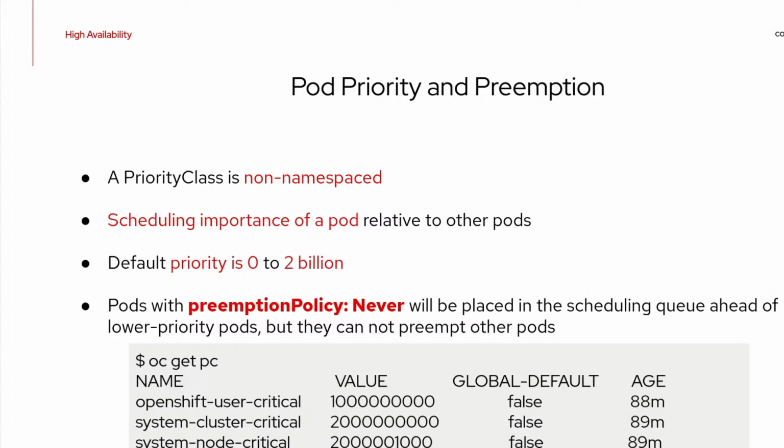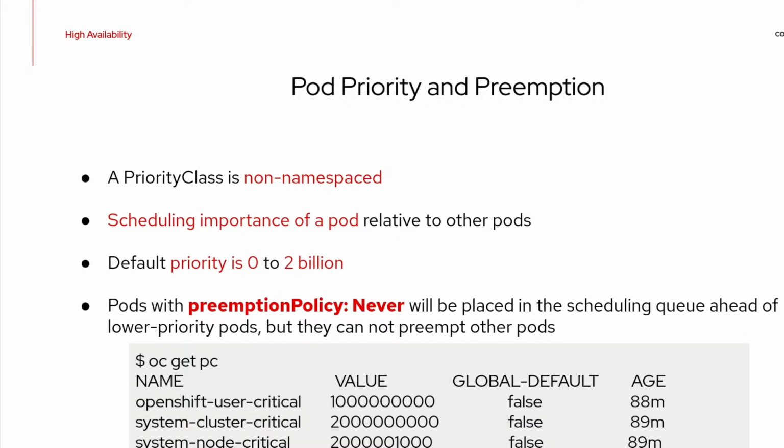A pod priority is defined in a priority class, which is a non-namespaced object. Pod priority indicates the importance of a pod relative to other pods and queues the pods based on that priority. This is specifically useful when you have unknown failures like AZ failures or have minimal resources available in the cluster. Pod priority ensures your pod gets the highest priority when the scheduler tries to schedule the pods. The default priority is in between 0 to 2 billion.